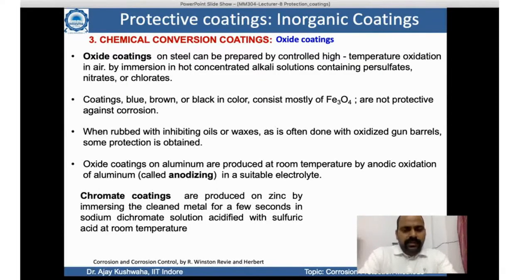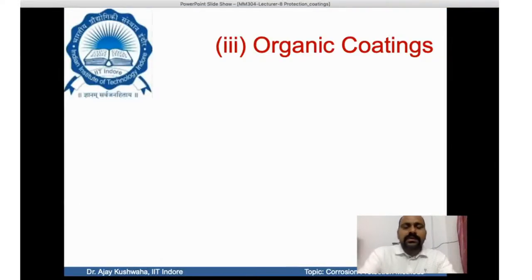Chromate coatings are produced on zinc by immersing the clean metal for a few seconds in sodium dichromate solution, acidified with sulfuric acid at room temperature. So these were basically the three methods which we use for inorganic coating.